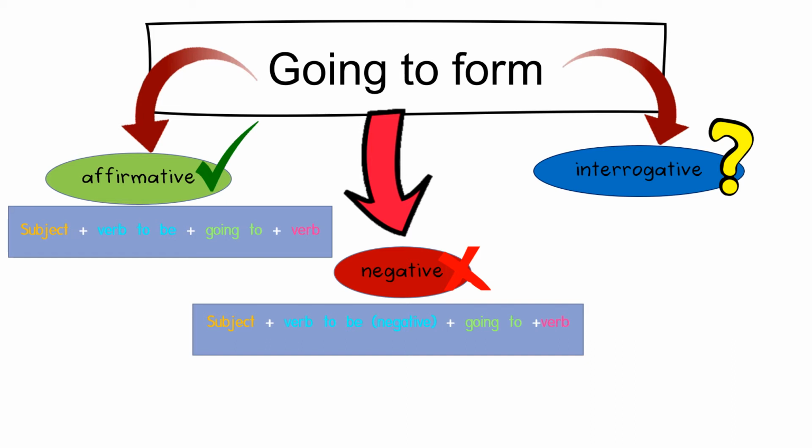And the next one is for interrogative. The structure is a bit different. We start with verb to be, the verb to be at the front. Verb to be first and then followed by the subject plus going to and the verb.